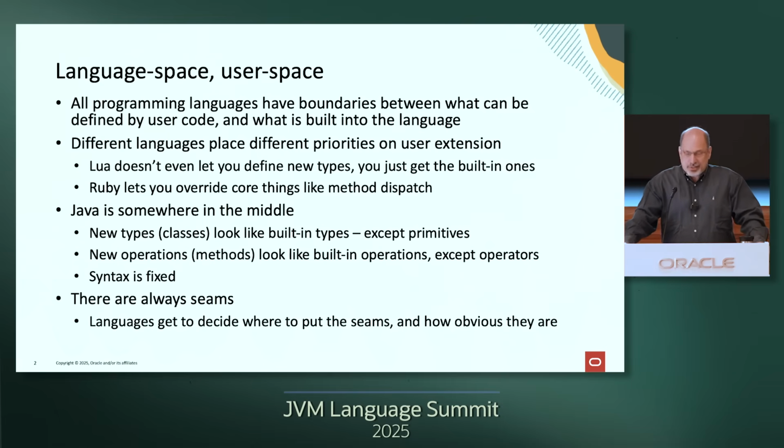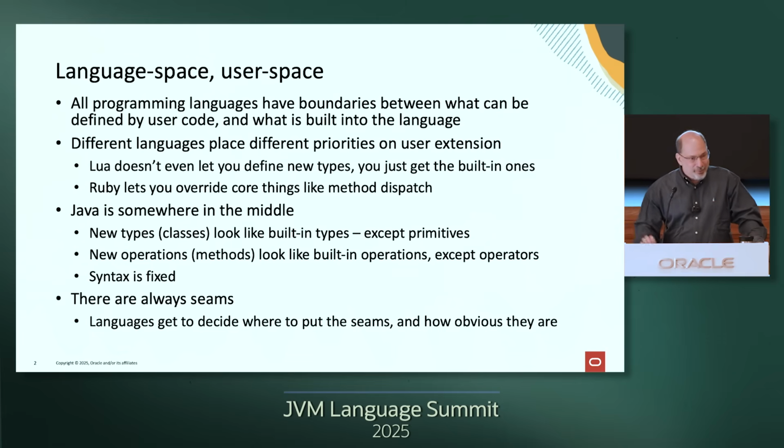Like most languages, the syntax of the Java language is fixed. There's no language feature that lets you change the syntax of the language. But no matter where you choose to put this boundary, as a language designer, there's always going to be a seam. There's always going to be a language space, user space seam. And language designers, as part of their design philosophy, choose where they're going to put the seams and how obvious they're going to be.